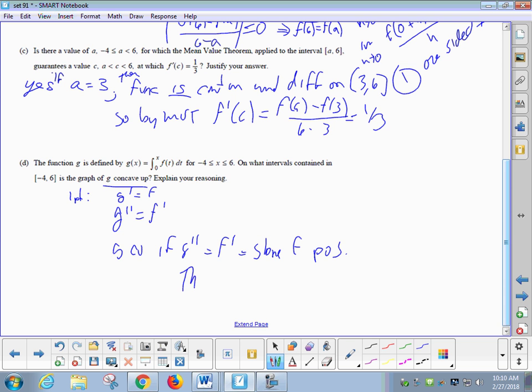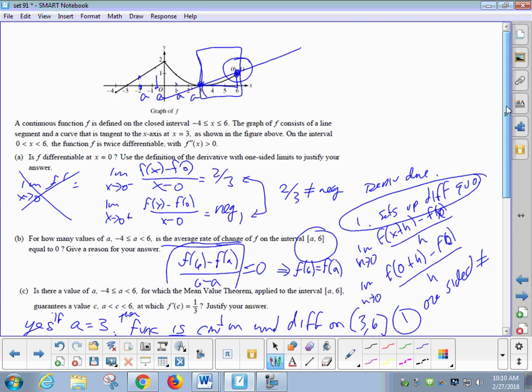This happens on... and then look at the graph to see where the slope is positive, where the function's increasing. It's here. So a lot of people gave away a point. They said -4 to 2. Yes or no? Yeah, they looked at a y value all of a sudden. Remember, it's the x value. It's negative 4 to 0 and 3 to 6. That kept at least one student from getting a 9.